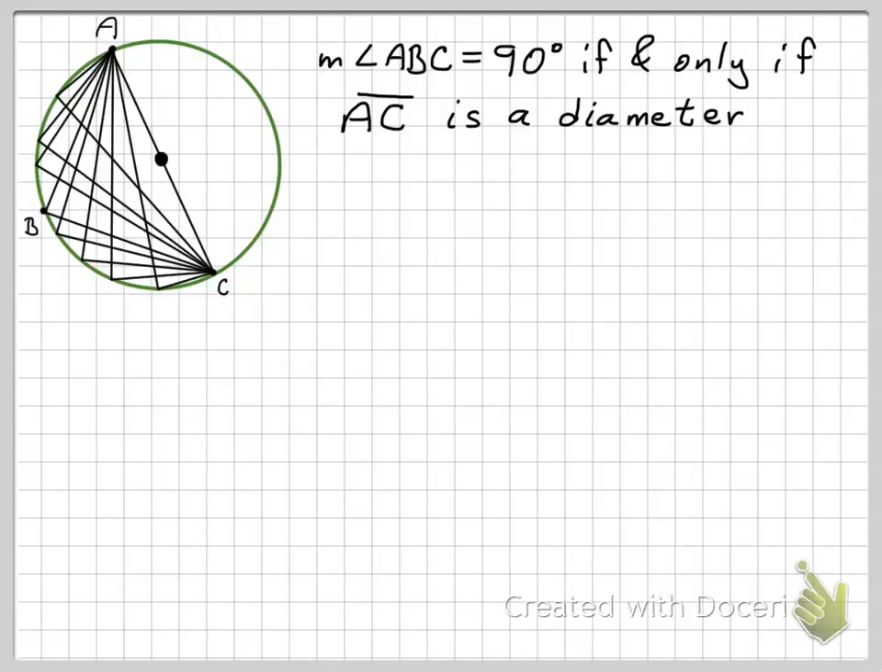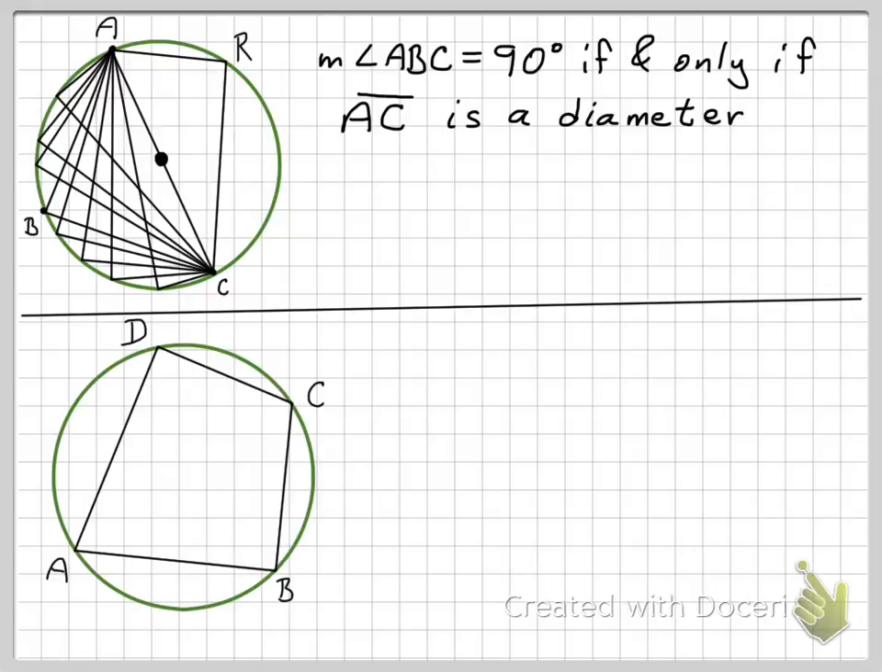So all of these, looks kind of pretty, looks kind of like spirograph. All of these here are going to be 90 degrees. That's 90 degrees. That's 90 degrees. That's 90 degrees. That's 90 degrees. All of these are 90 degrees. And also, of course, on the other half of the circle, this would also be 90 degrees. Does that make sense?